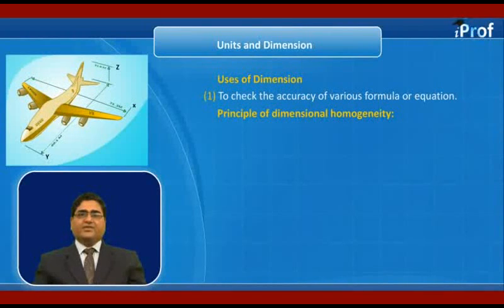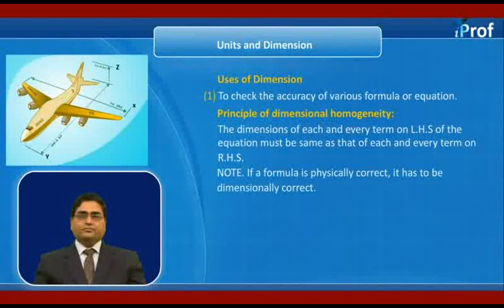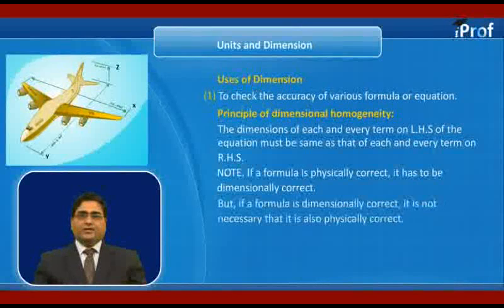Principle of dimensional homogeneity. According to the principle of dimensional homogeneity, the dimensions of each and every term on the left hand side of the equation must be the same as that of each and every term on the right hand side. Note, if a formula is physically correct, it has to be dimensionally correct. But if a formula is dimensionally correct, it is not necessary that it is also physically correct.